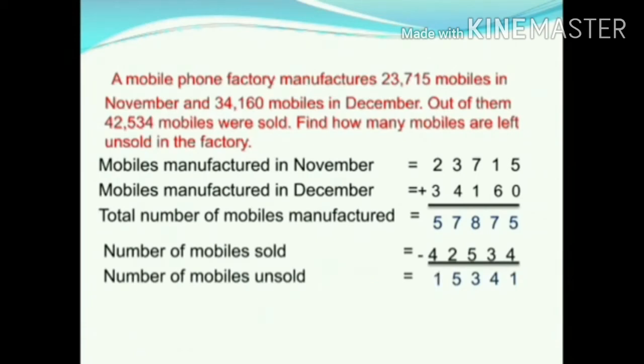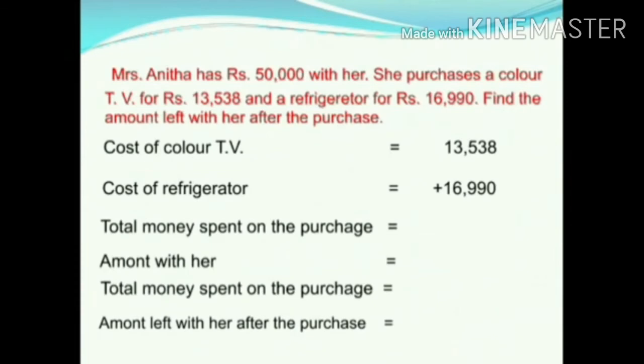Number of mobiles unsold is 15,341. Now we will solve the second problem. First we will read the question. Mrs. Anita has 50,000 rupees with her. She purchased a color TV for 13,538 rupees and refrigerator for 16,990 rupees. Find the amount left with her after the purchase.